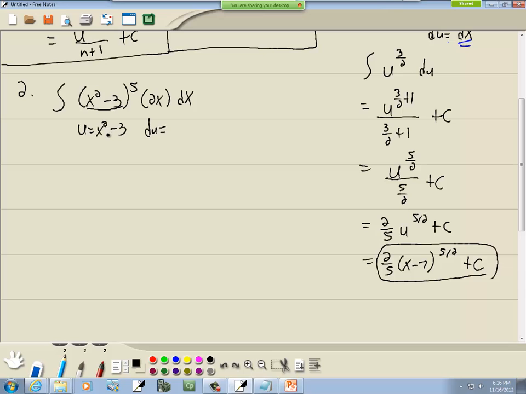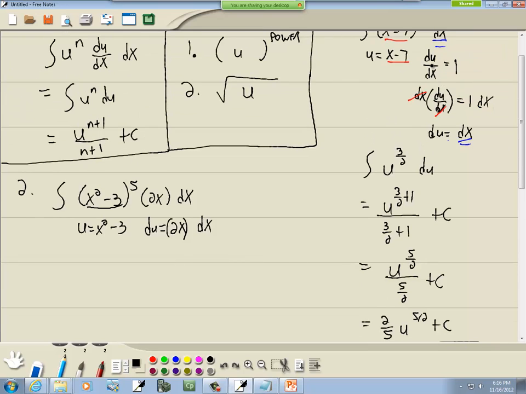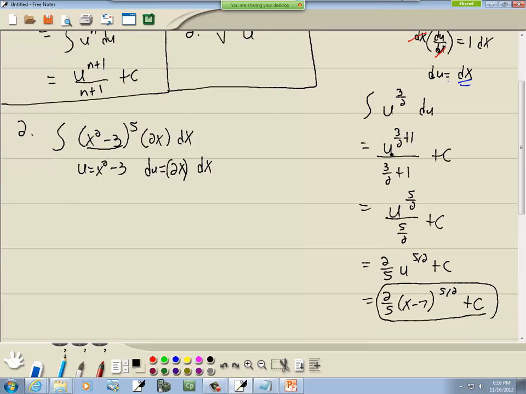Now the derivative of u, the derivative of x squared minus 3, is 2x, but we have to add on a dx for the very reason that we said over here. I won't show all those steps, but it's really du over dx. You multiply both sides by dx. You can think of it along those lines.